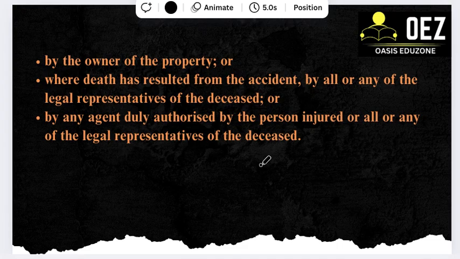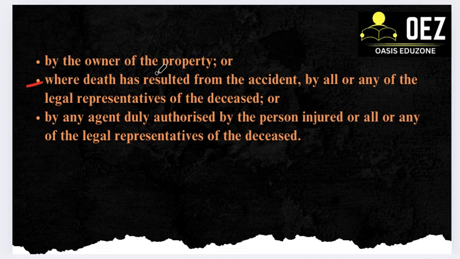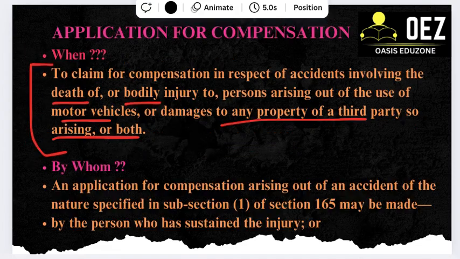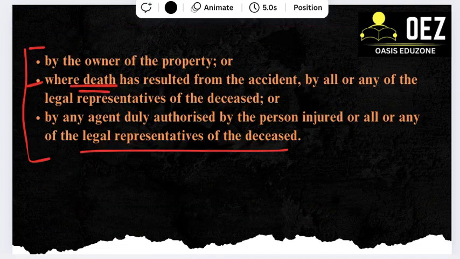It can also be filed by the owner of the property, and in the third case, where death has resulted from the accident, by all or any of the legal representatives of the deceased. So in the case of death, any or all of the legal representatives can file the application. It can also be filed by any agent duly authorized by the person injured, or all or any of the legal representatives of the deceased. Okay, so remember these four points well: who can file the application and when an application for compensation is filed.